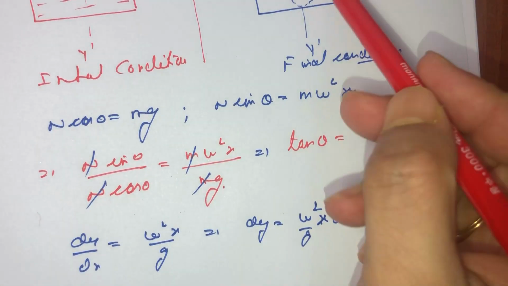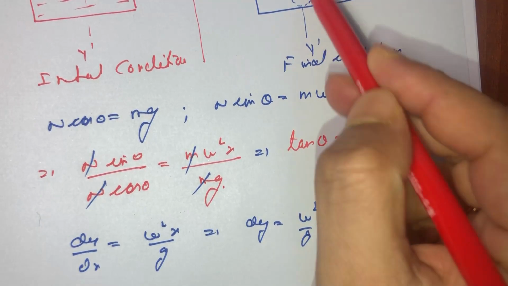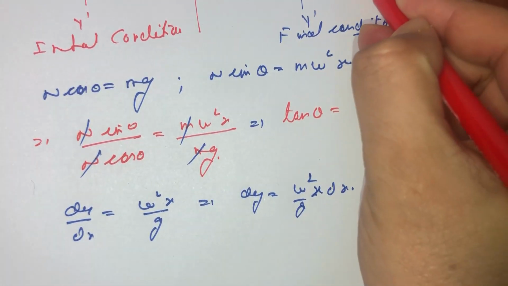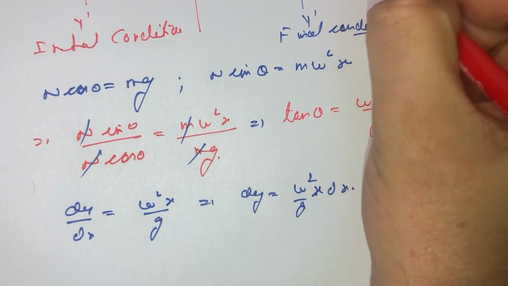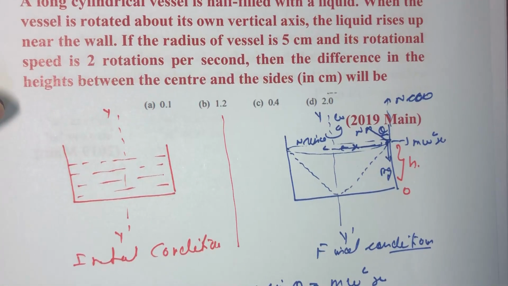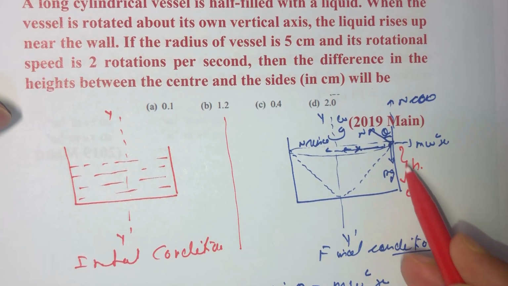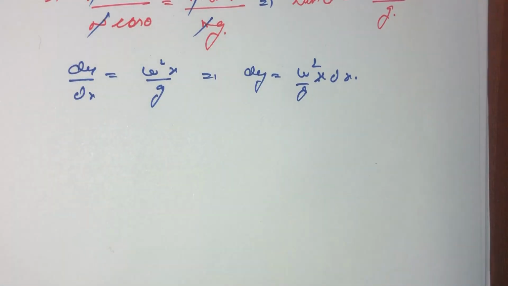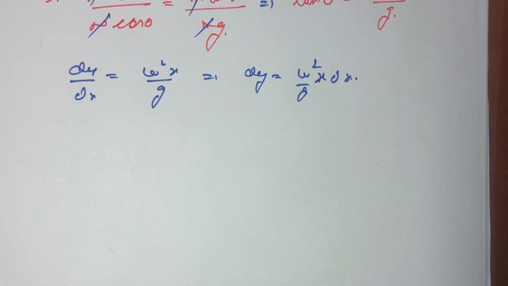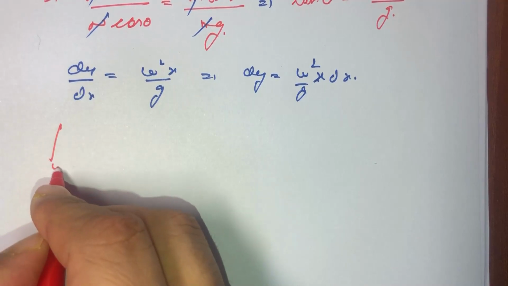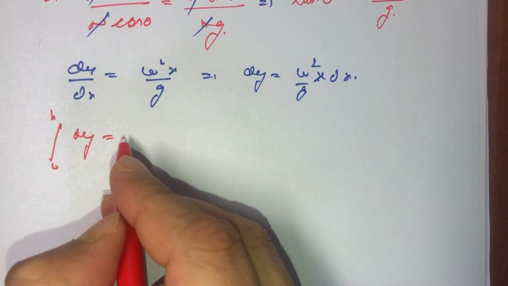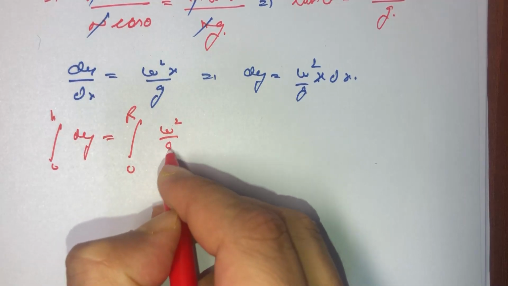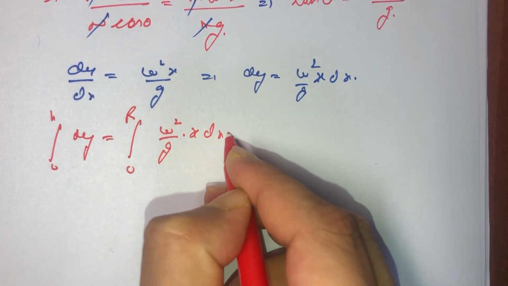So we say that x varies from the center of the axis up till the radius, and y varies from the lowest point, that is 0, to our height h. So this point will be h and this will be 0. So we can integrate it. On the left side we can write 0 to h dy, on the right side 0 to r omega square by g times x dx.